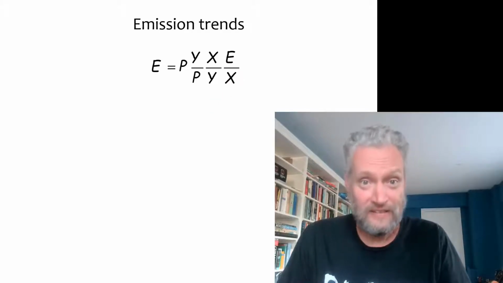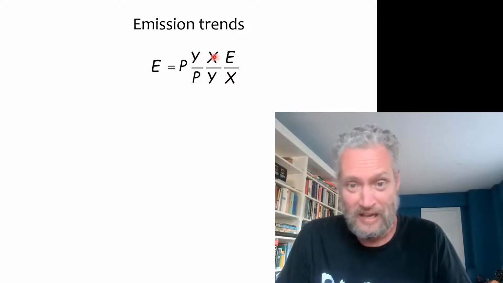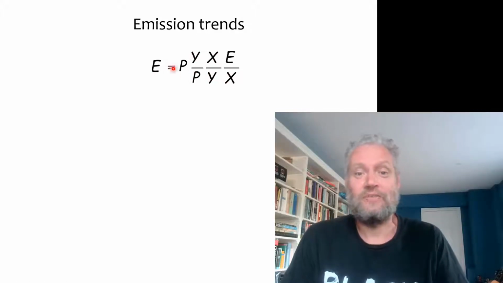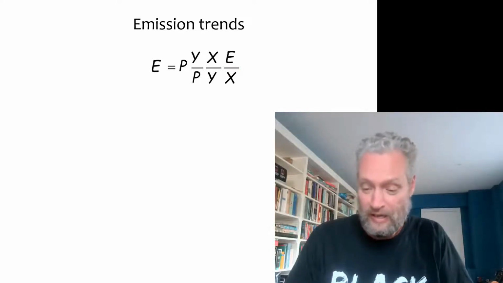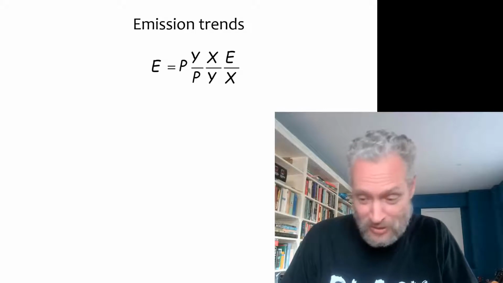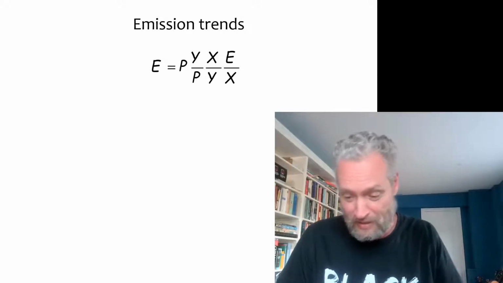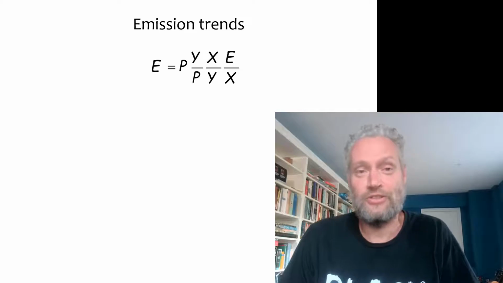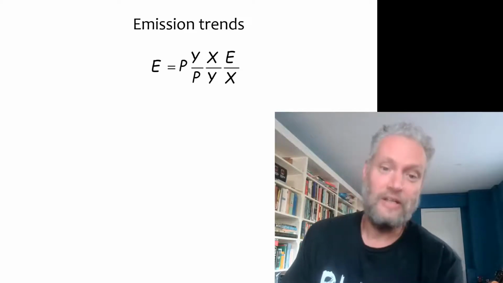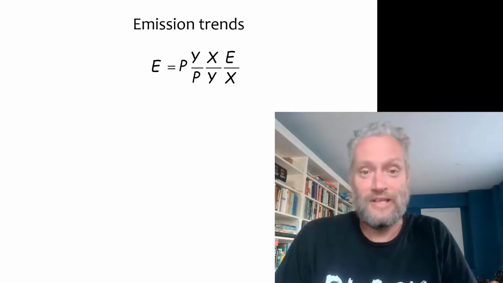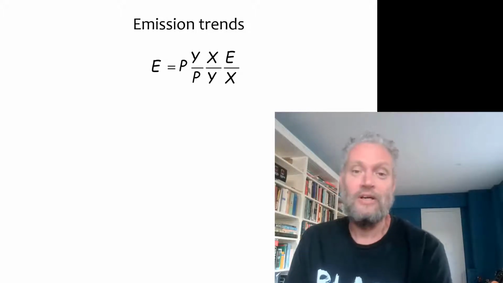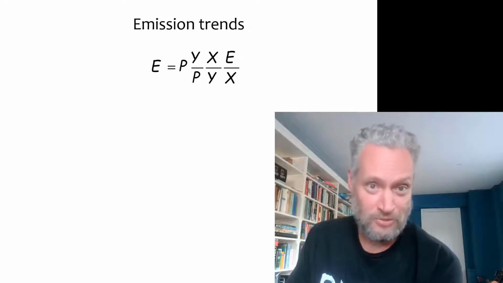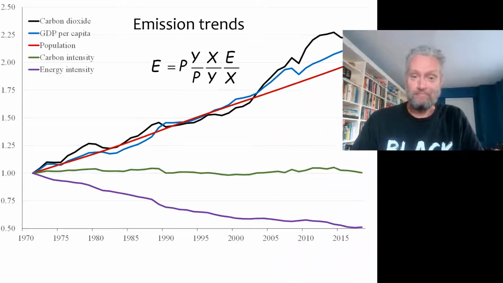Now this is an identity. P cancels against P, Y cancels against Y, X cancels against X. And what we have is that E equals E. So this is true. That's why it's called an identity. Now, this identity is not only true, it's also useful. And you can use it to understand where emissions have come from, why emissions have gone up, and what we would need to do to bring them down in the future.